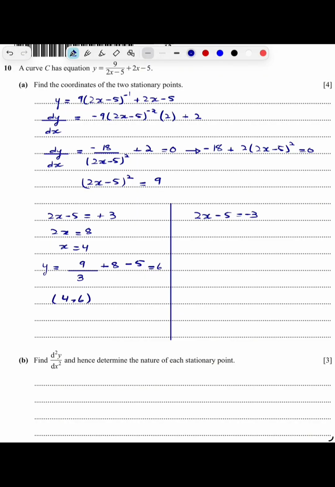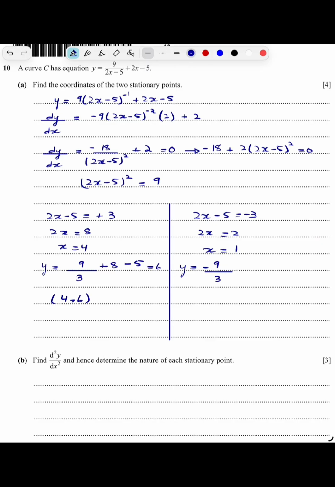Okay, let's find the other one. We have 2x equals 2, so x equals 1. Therefore y equals 9 over (2 - 5), which is -3. So we write this -3, then plus 2 times 1 is 2, minus 5. So this becomes -3 plus 2 minus 5, which is -6. So we have (1, -6). These are the two critical points that they wanted.